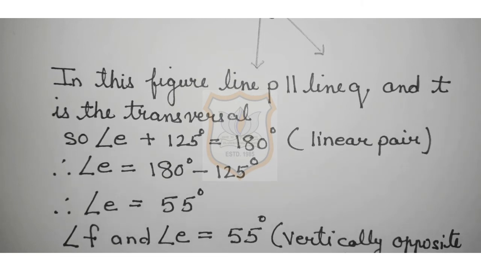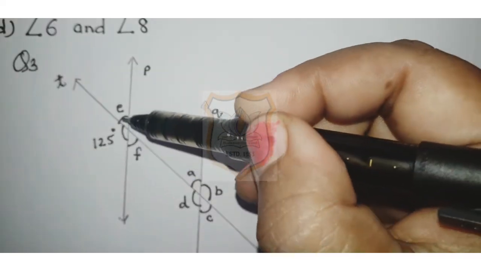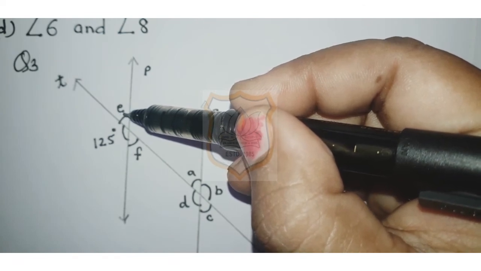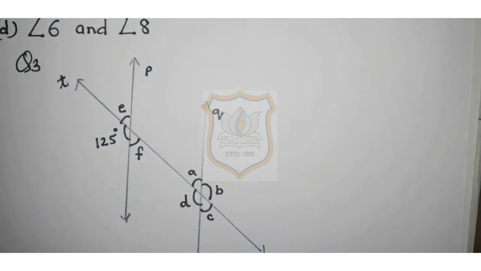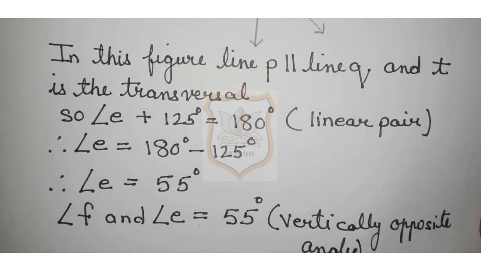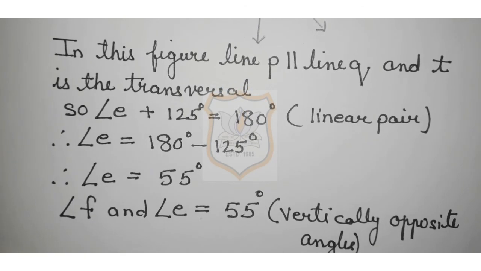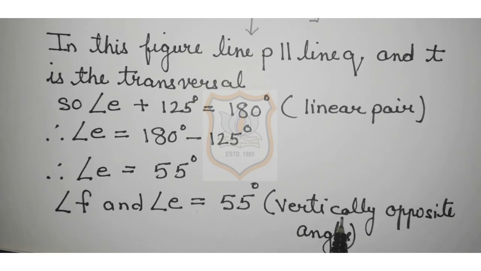Now, angle F and angle E. Angle F, again look at this figure. Angle F and angle E, they are of same measure. Why? Because they are vertically opposite angles. So angle F and angle E are equal to 55 degree. Why? Because they are vertically opposite angles.